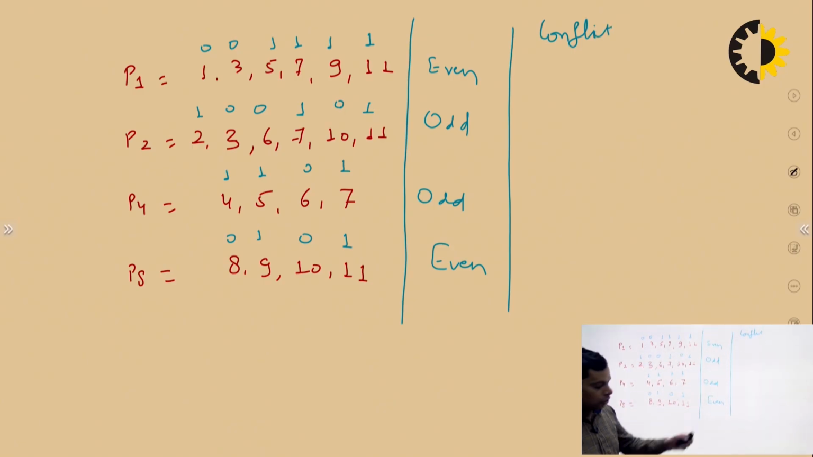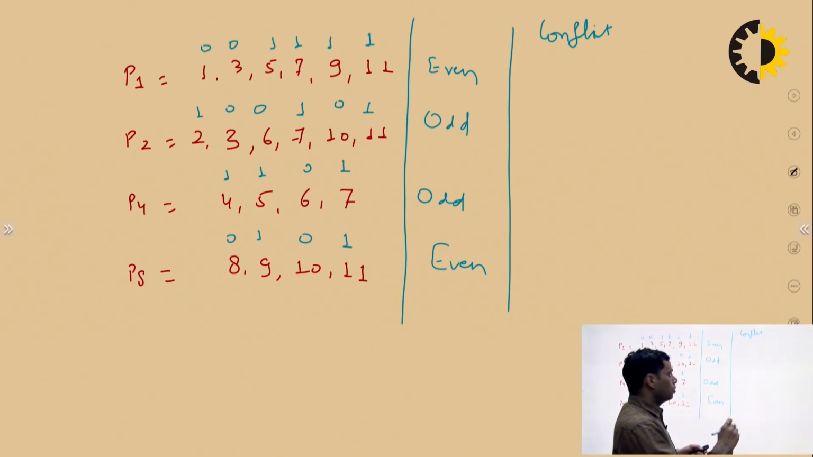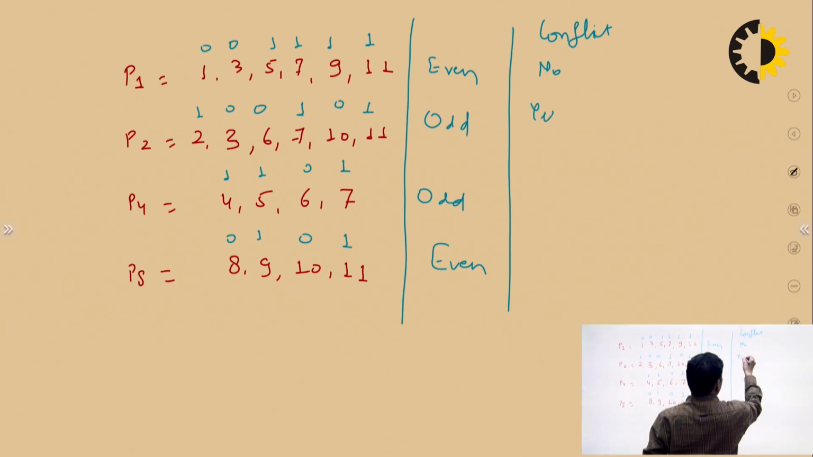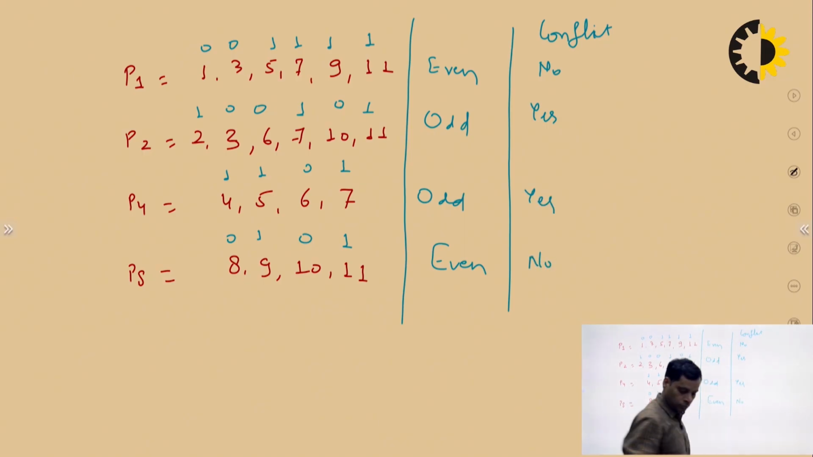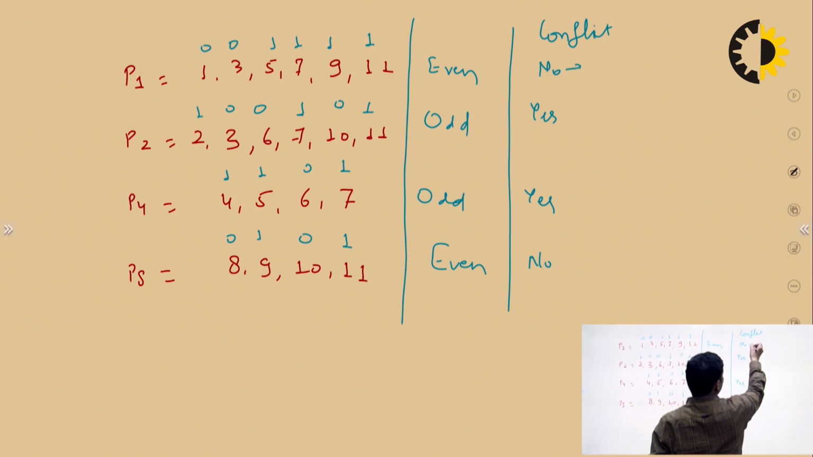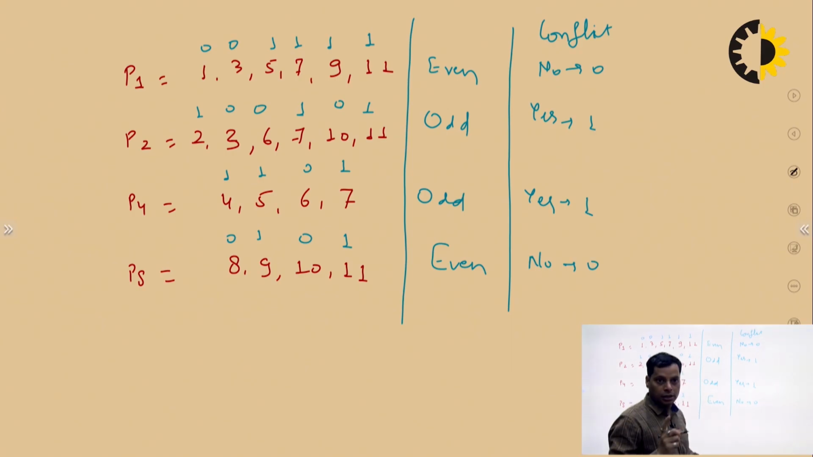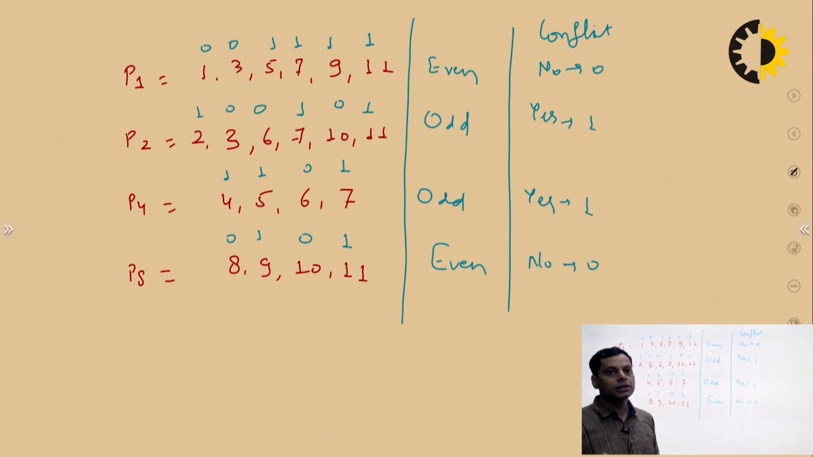What is a conflict? According to this, in this way we can check, since we are using even parity. If the number of ones is even, and the parity we are using is even, there is no conflict. If it is odd but the parity is even, then it is a yes. In this, odd is yes and even is no. Now no corresponds to 0 and yes corresponds to 1, and if any error occurs in this conflict, it shows that the error is detected.